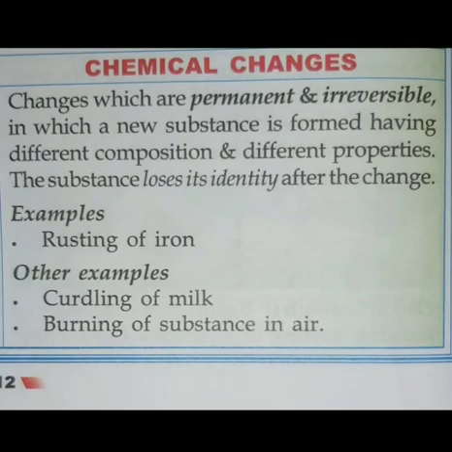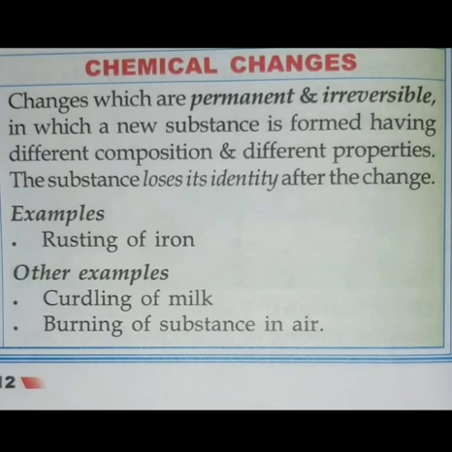Now discuss what you mean by chemical change. Last one, chemical change means changes are permanent and irreversible. Remember, the changes which are permanent and irreversible, and here a new substance is formed and the properties and composition are completely different, are known as what? Chemical change. It is permanent, irreversible, a new substance is formed and the composition and properties are completely different from the original substance.